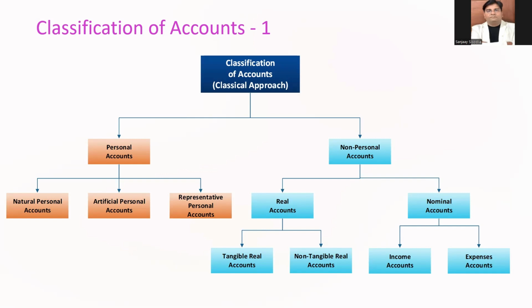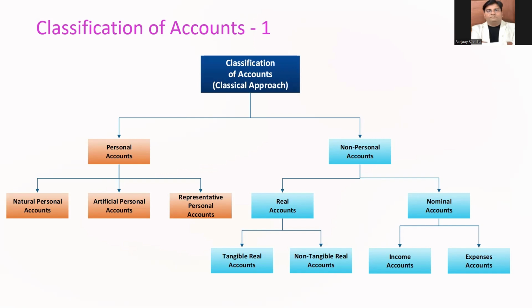In addition to this, if we have any account related to an expense which is payable in future, for example, salaries payable account, wages payable account, electricity expenses payable account, all this will also fall under the category of representative personal account, because these are those accounts which represent the amount which is payable to a particular institution or an individual at a later date.